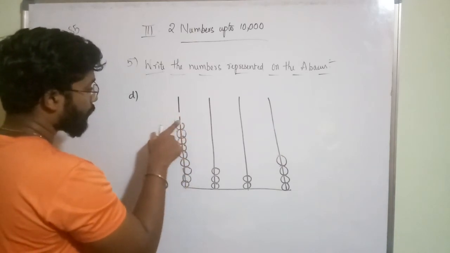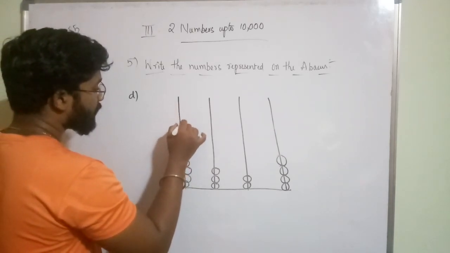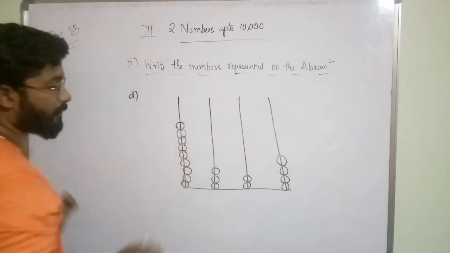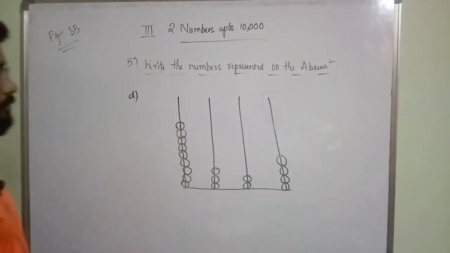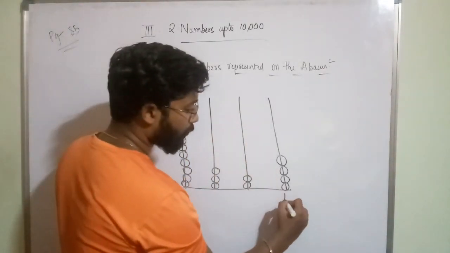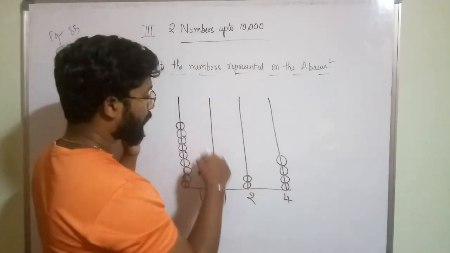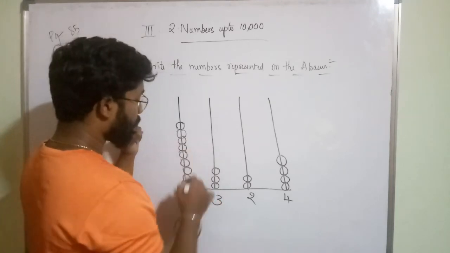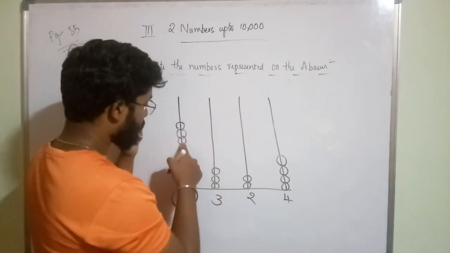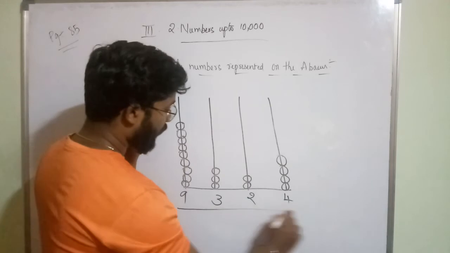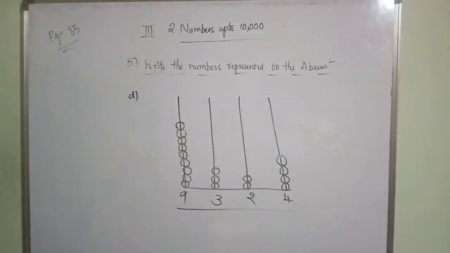Okay. So in ones rod how many are there? 4. You have to write 4 here. In tens rod you are having 2. In hundreds rod you are having 3. In thousands rod you are having 9. So 9, 3, 2, 4, 9324. That is the answer.